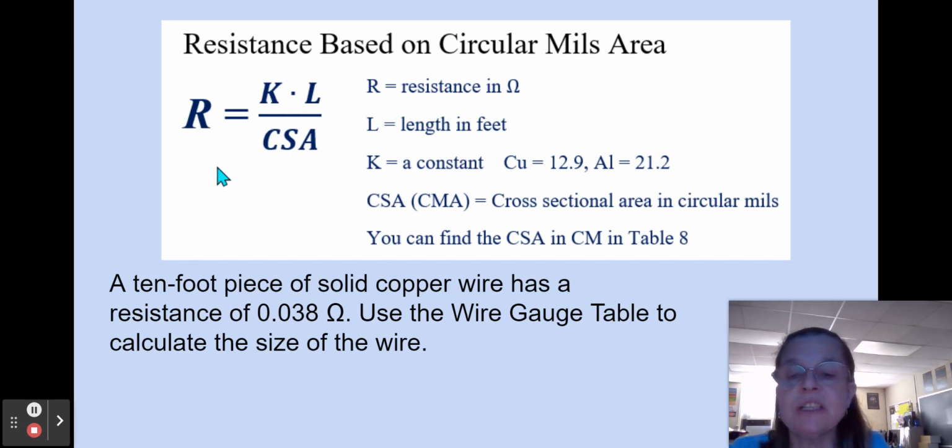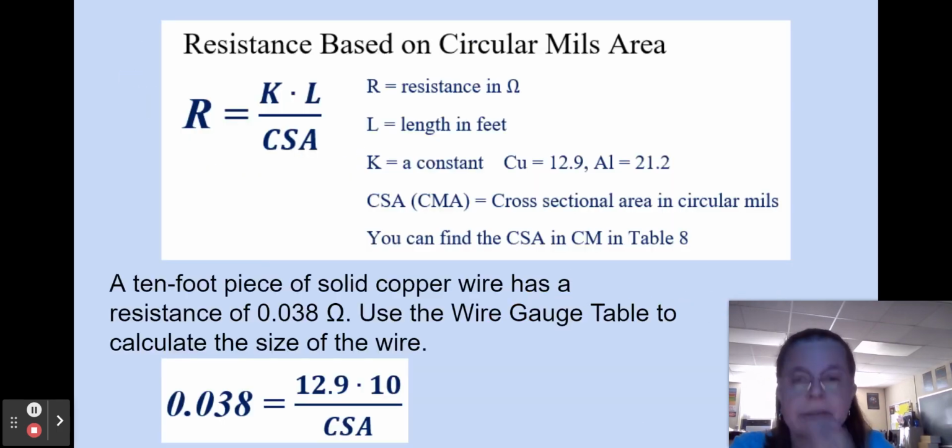First thing I'm going to do is bring up this formula. I'm going to write this formula down in my notebook, and then I'm going to fill in the pieces that I know. 10 foot. So where the length is, I'm going to put in 10. I see the word copper. Where the K is, I'm going to substitute 12.9. And a resistance of 0.038. So where the resistance is, I'm going to fill that in.